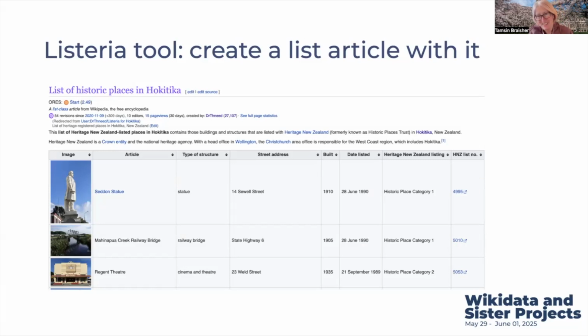Of course, in English Wikipedia, when you move a Listeria table into main space, it will become a non-dynamic table. And from that point on, you have to update it manually. But that's not the case in every language Wikipedia. So it's worth knowing that this is a good tool for setting these kinds of lists up.